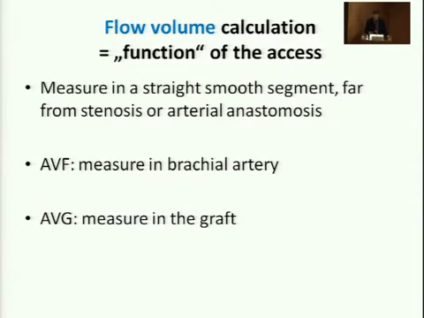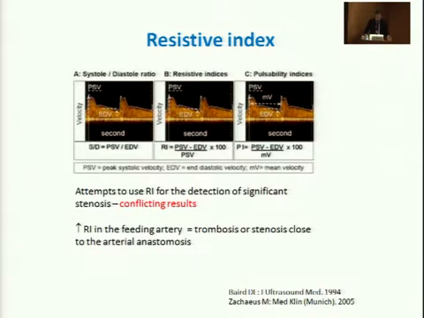It's not so easy to realize in the clinical practice, but this is why we usually measure the flow volume in the brachial artery in the case of native fistulas, while we measure it in the venous part of the graft in case of AV grafts. Some authors used also resistive index as an additional criterion.